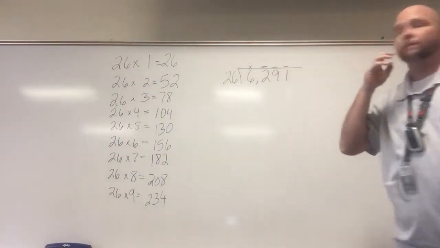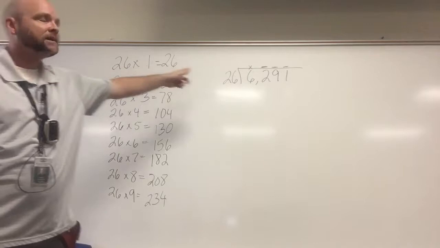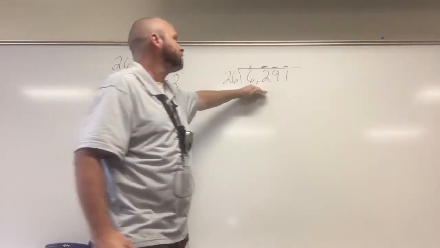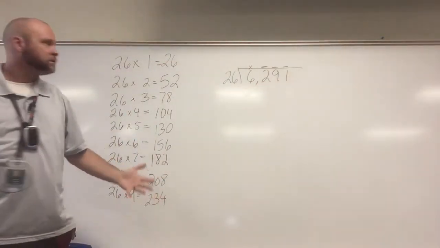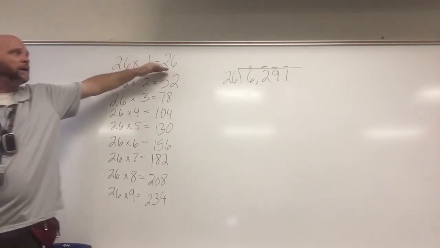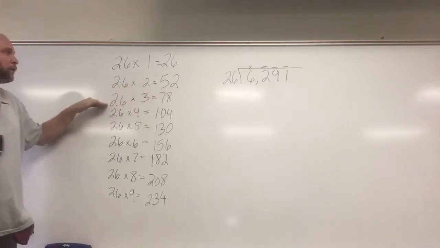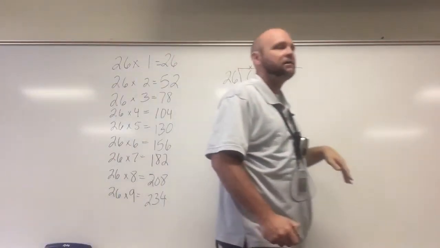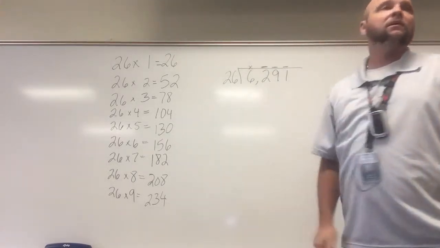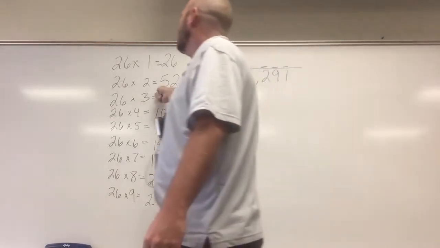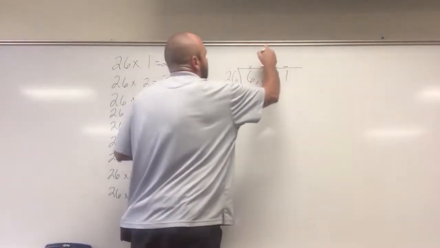We good? Yes. Now that I have this, I want to take 26 into 62. I need to get as close as I can to 62 without going over. So 26 times 1 is 26. 26 times 2 is 52. And 26 times 3 is 78. 78's too big. It's greater than 62. I can't have greater than 62. So I'm going to have to use 2 in my quotient. My hundreds place in my quotient needs to be a 2.